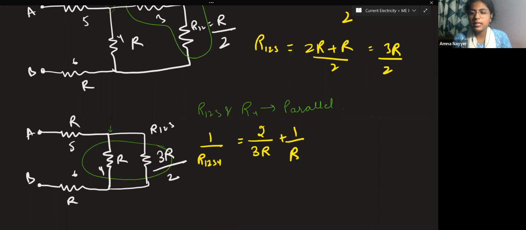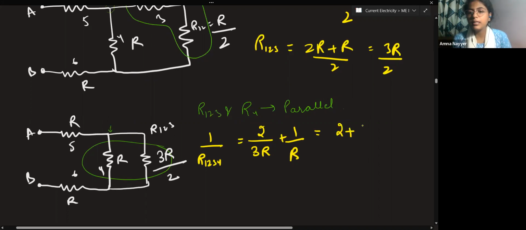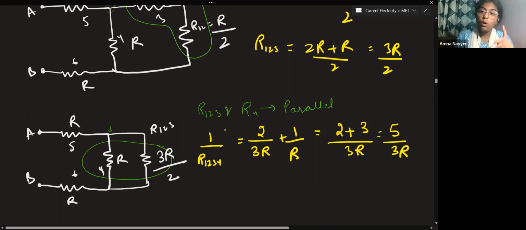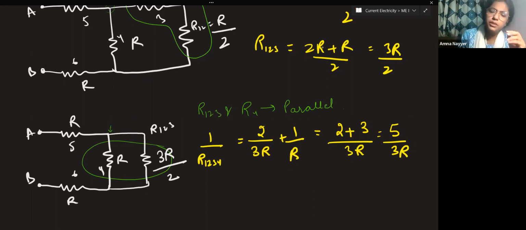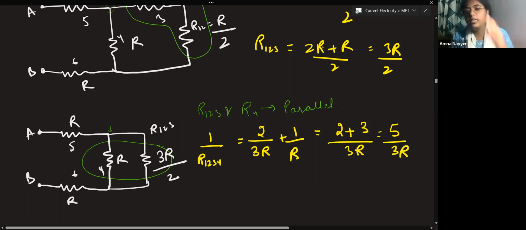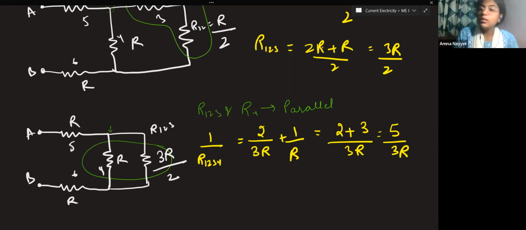So if we take the LCM, it becomes 3 here. That is 2 plus 3 divided by 3R. That gives 5 divided by 3R. Now class, always remember, students make this mistake often. They just leave their answers at this step. Fine. This is not your answer.